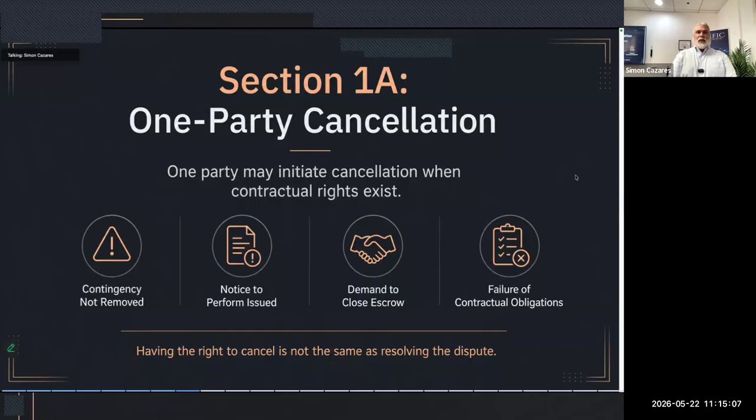All right. Section 1A on the cancellation of contract. It says one party may initiate the cancellation when a contractual right exists, right? And again, just going through the motions of it. If I represent the buyer and we go through our due diligence and we know that the default is 17 days to release that condition, and the buyer within 10 days says, after really looking at the property, "I just don't think this is the right home. I want to cancel."